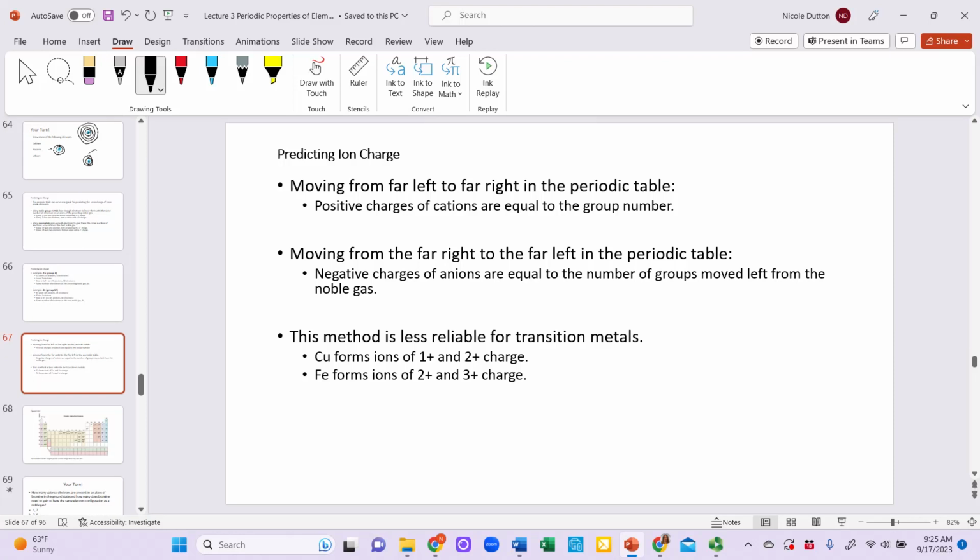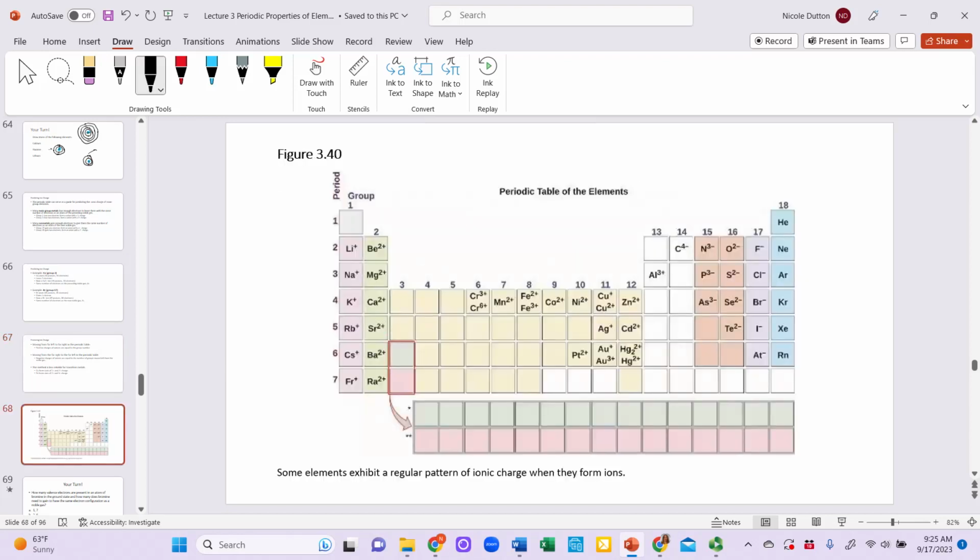Moving from far left to far right in the periodic table, positive charges of cations are equal to the group number. Moving from the far right to the far left in the periodic table, negative charges of anions are equal to the group or number of groups moved from the left of the noble gas. So this is a really good reference table for you to take a look at.